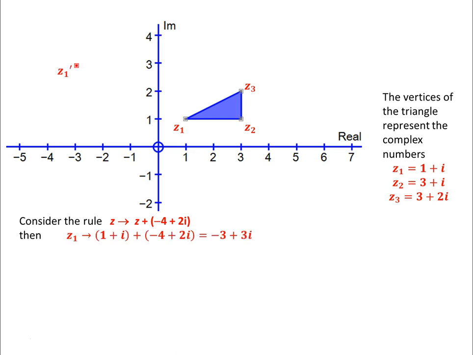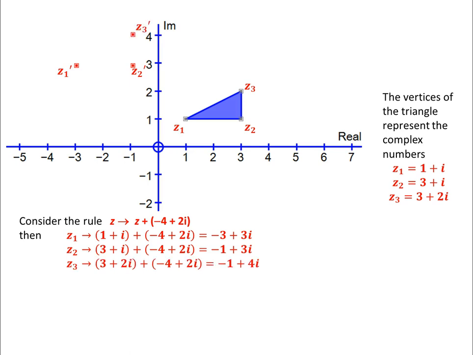So 1 plus i is going to move to the point which is 1 plus i add -4 plus 2i, in other words -3 plus 3i. Similarly, z2, which was 3 plus i, is going to end up being -1 plus 3i. And z3, which was 3 plus 2i, ends up moving to -1 plus 4i. So our original triangle has been moved to the new red triangle.